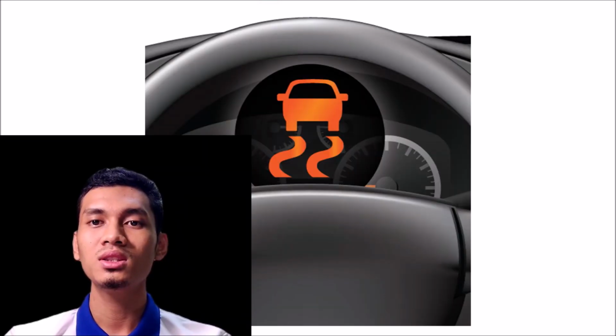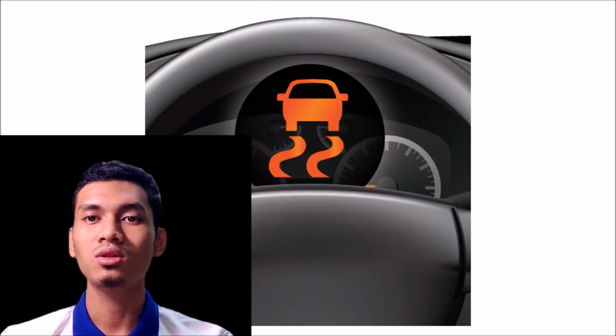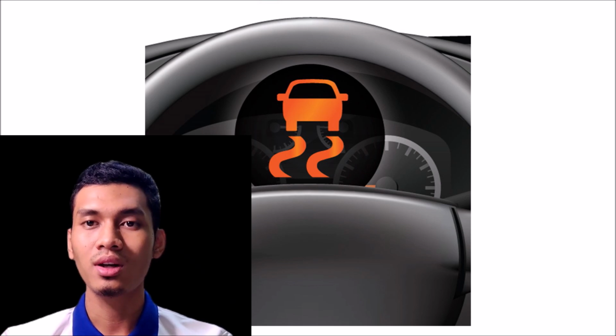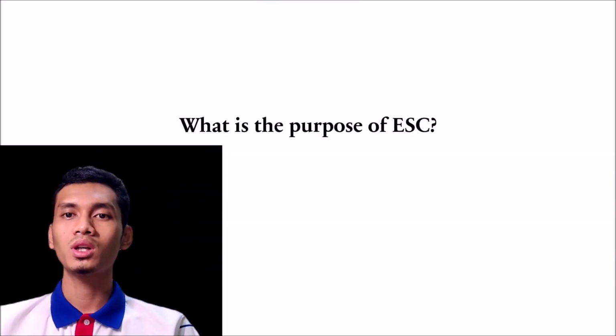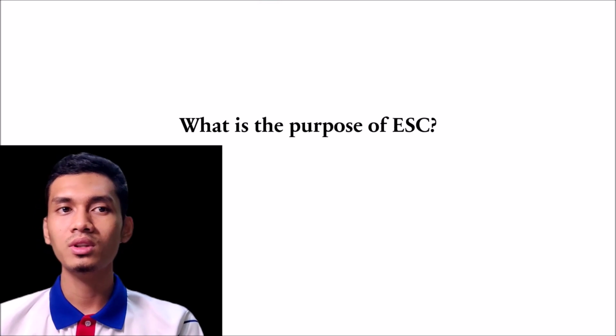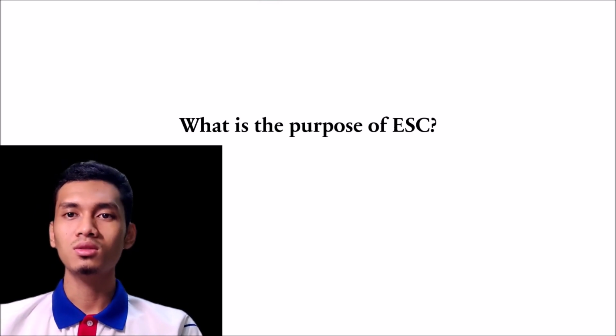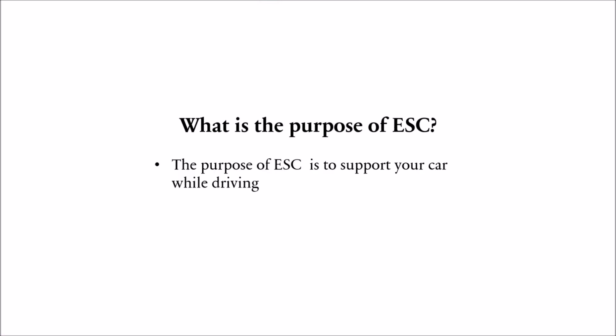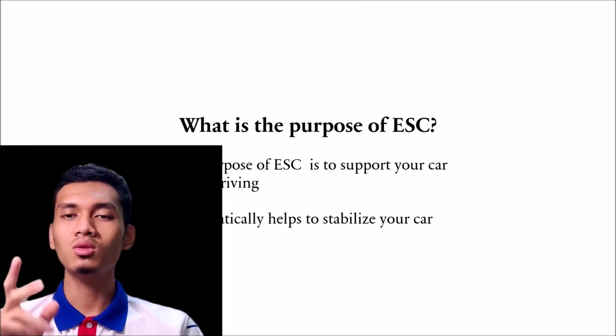Okay, so this is the electronic stability control symbol on your car dashboard. Okay, next, what is the purpose of ESC? The purpose of ESC is to support your car while you are driving, and it also helps to stabilize your car when you lose control or when you are going into a corner too fast.